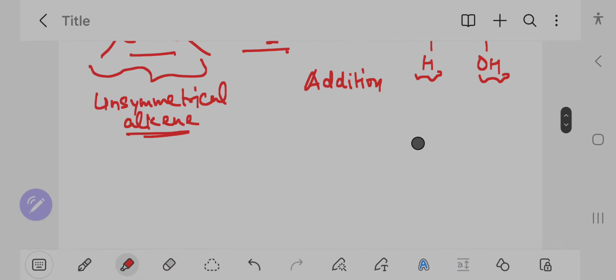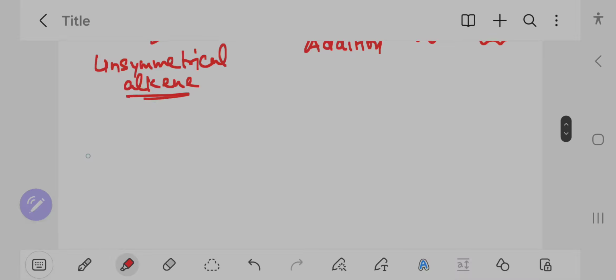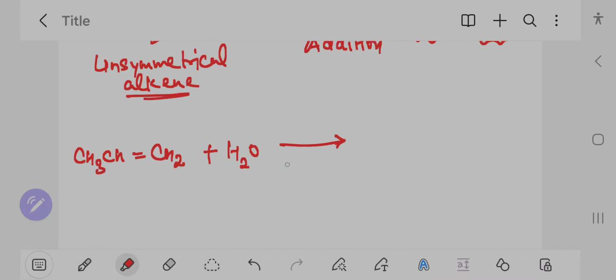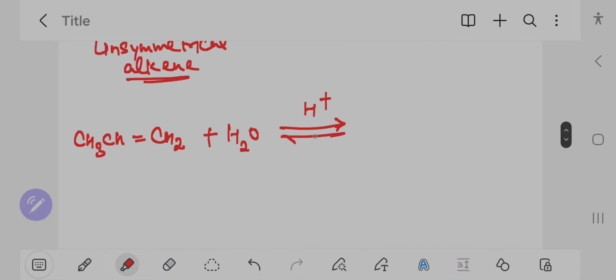Here we will take the case of an unsymmetrical alkene. This is propene. When we add water to it in the presence of a dilute acid, the product will be this compound.